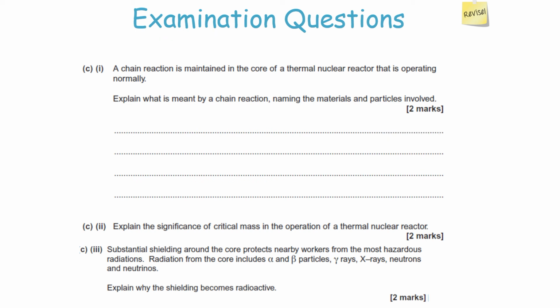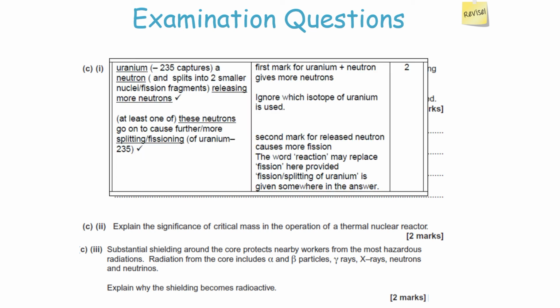Right, so first one, what is the chain reaction? So what's going on in a fission reactor? You've got to know this process off the top of your head. A uranium nucleus will capture a neutron and then split into two smaller fragments, releasing more neutrons. Again, remember, it's neutrons that are released, and then at least one of these neutrons will cause more fissioning or splitting of the uranium nucleus. It's very important you say it's the nucleus and not the atom, because it's not the entire atom that is going to do this, only the nucleus that will be affected in such a way.